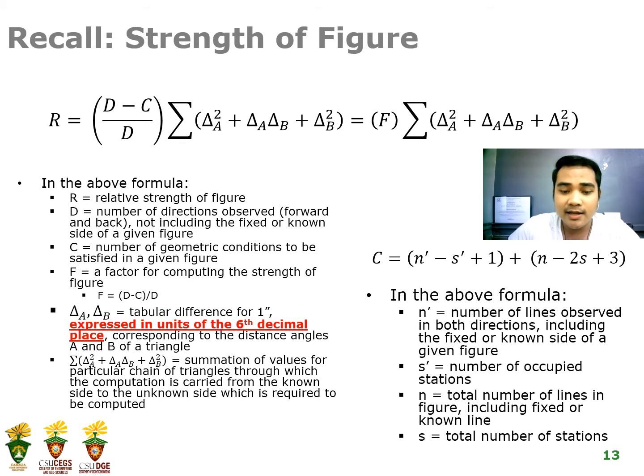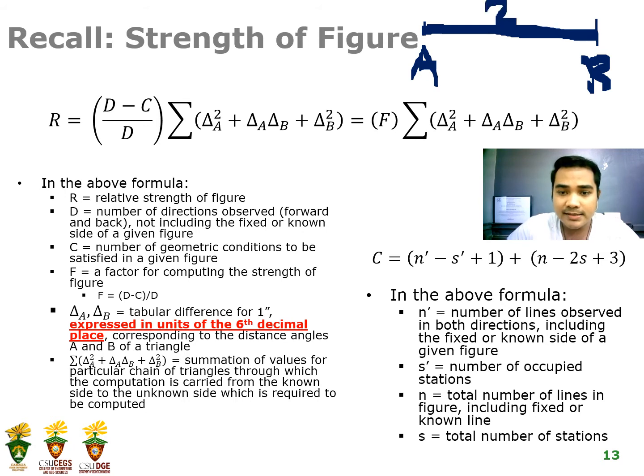Nga kung ang station A, diri, and this is the station B. Tapos from station A, ato siyang i-observe going to station B, and so as station B going observe to station A. So ang iyang D ana niya is 2, di ba? Kaganina. So, pero sa n prime is 1 na lang siya. Number of lines naman ang gipangita, ang gi-observe in both sides. But again, including the fixed or the known side.